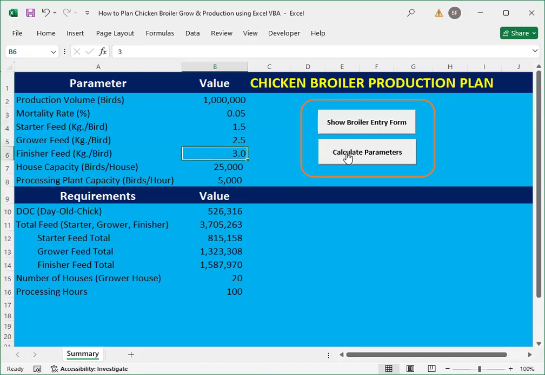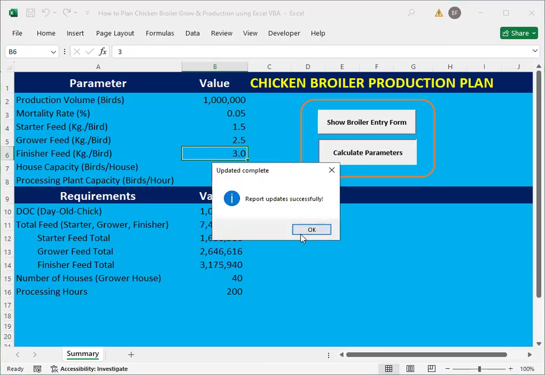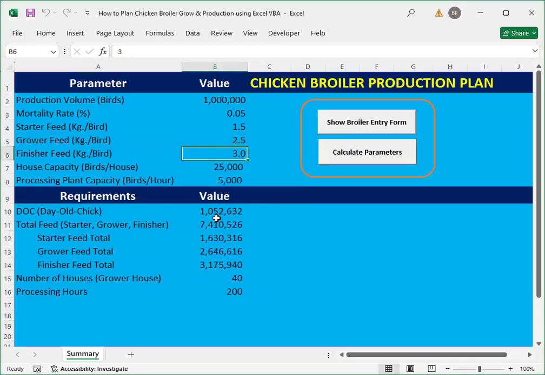Okay, we go back, calculate again. So again, we go back to day-old chicks of 1,052,000 day-old chicks requirement, a total of 7.4 million requirement of total feeds. Then just 40 houses, grower houses, and then 200 processing hours.